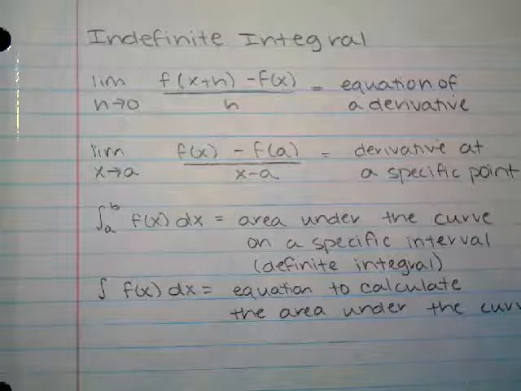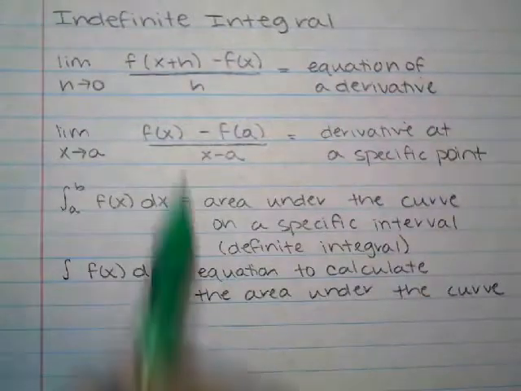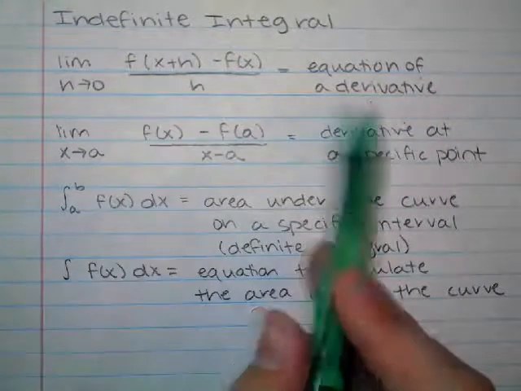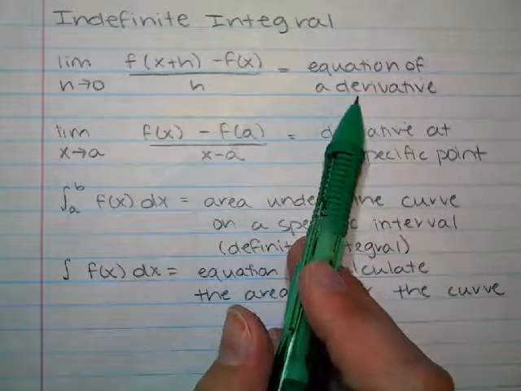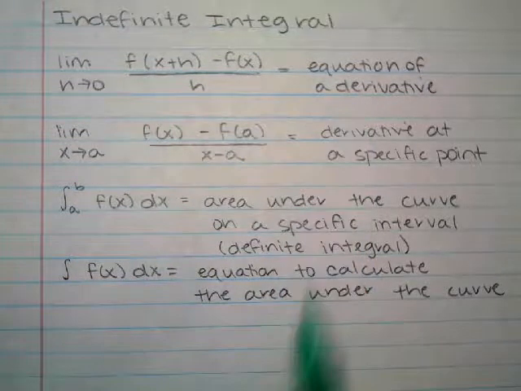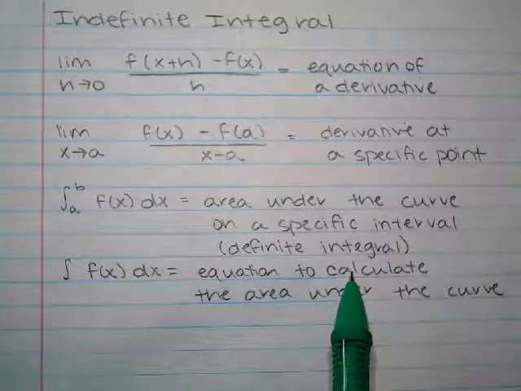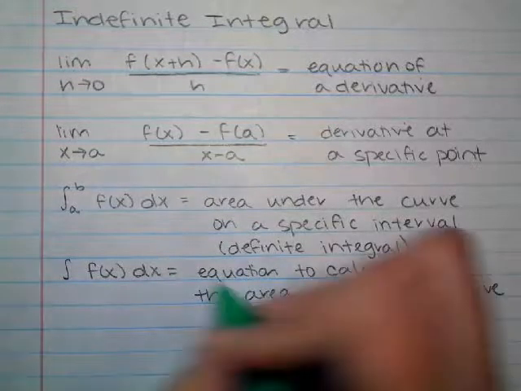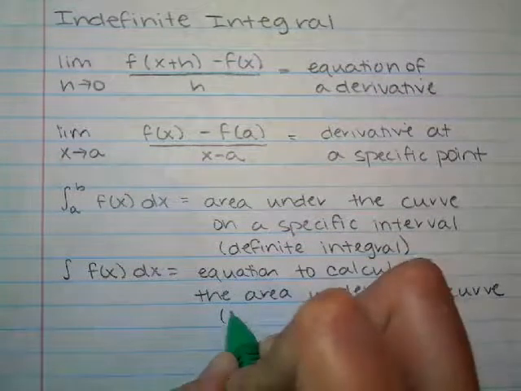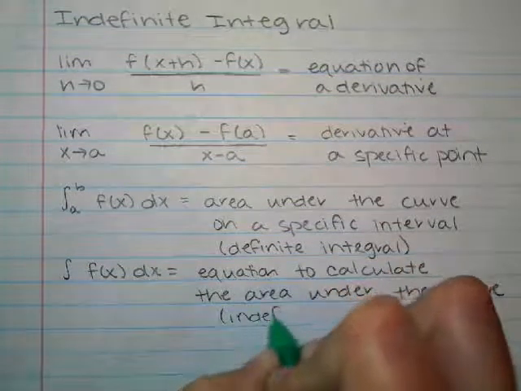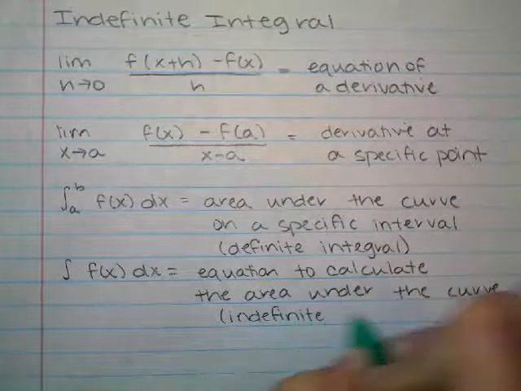So just like this gave you the equation that you could use to calculate the slope at a point, this gives you an equation you could use to calculate the area. Okay? And this we call the indefinite integral.